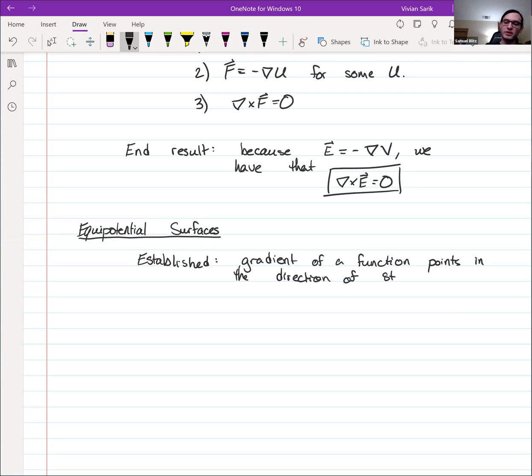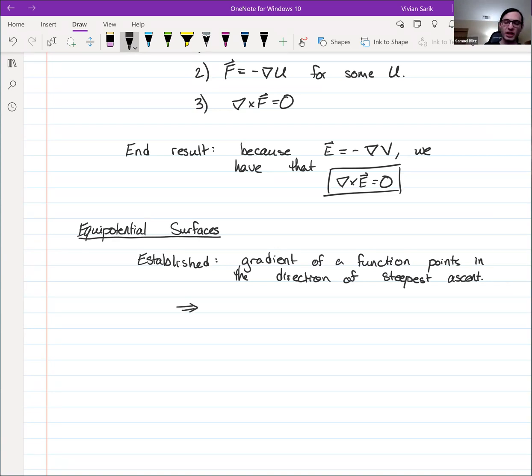Now, what that means is if you have some function, maybe the function tells you the height of a mountain. Maybe it's the altitude at any given position, right? That's a function, it takes in a position and outputs a number. If you took the gradient of that function, that would give you a vector. And the direction that vector points in would be the direction that increases your height the fastest, hence the direction of steepest ascent, i.e. the direction that increases the value of the function the fastest.